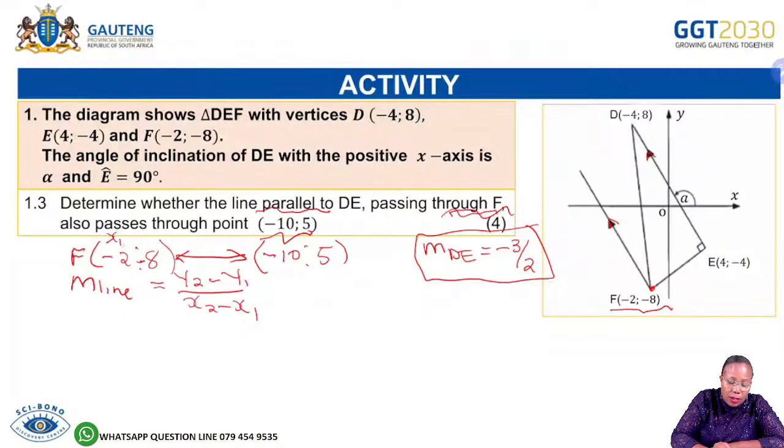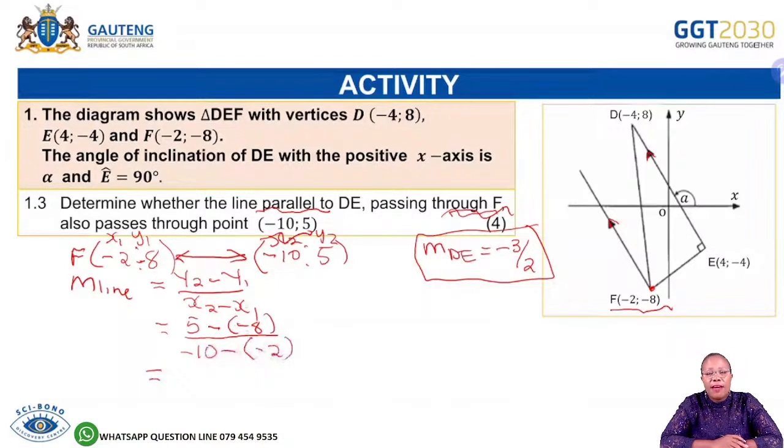This will be our x1, y1, x2, y2. And then what is y2? 5 minus what is y1, y1 minus 8 all over the x2 is -10 minus the x1 is -2. Perfect substitution. And then everything into your calculator, grade 12, no need for partial simplification.